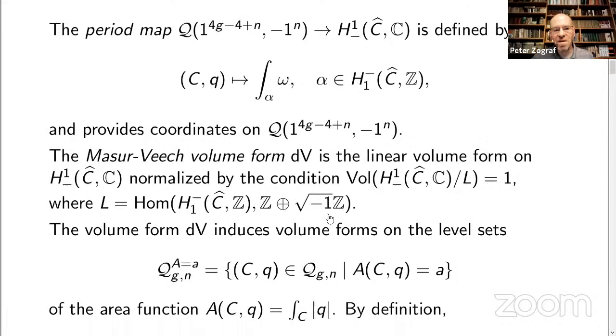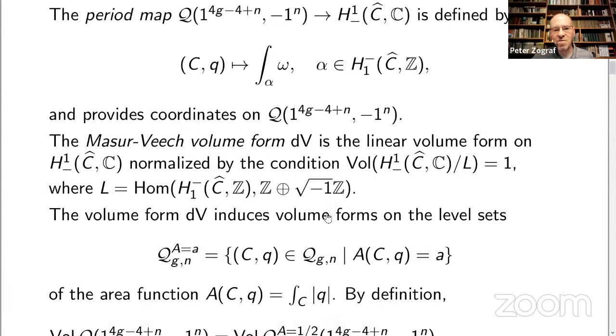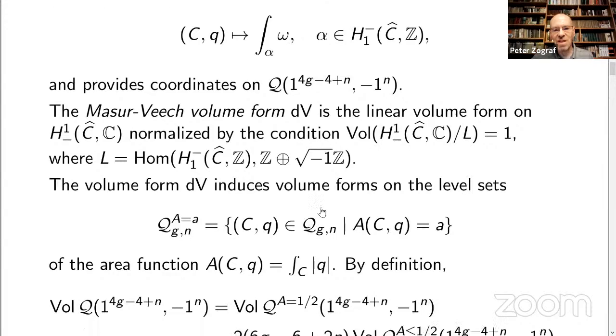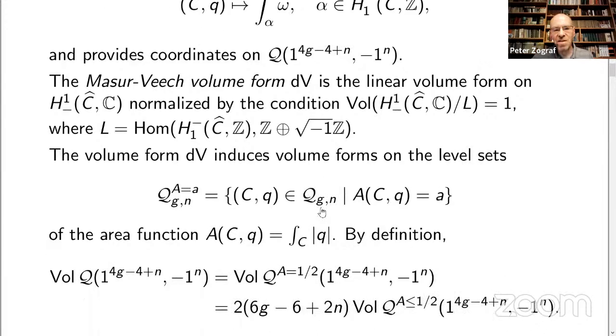of linear maps from H1 minus to the group of Gaussian integers. The volume form induces volume forms on the level sets QGN at level A. That's a set of pairs CQ such that the area of C with respect to the metric defined by Q is equal to A.